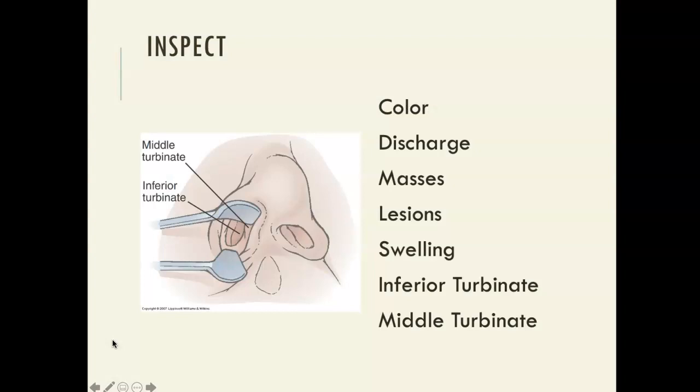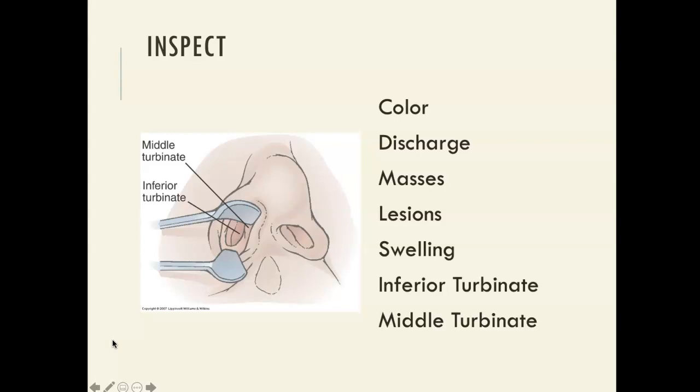You're going to inspect for the color of the membrane inside the nare. If there's any type of discharge, and clear discharge is normal. Any masses such as a polyp or abscess, lesions, swelling, and if you can see the little turbinates, you can kind of look, there's the image there, look for the inferior and middle turbinate. You may or may not be able to see those.